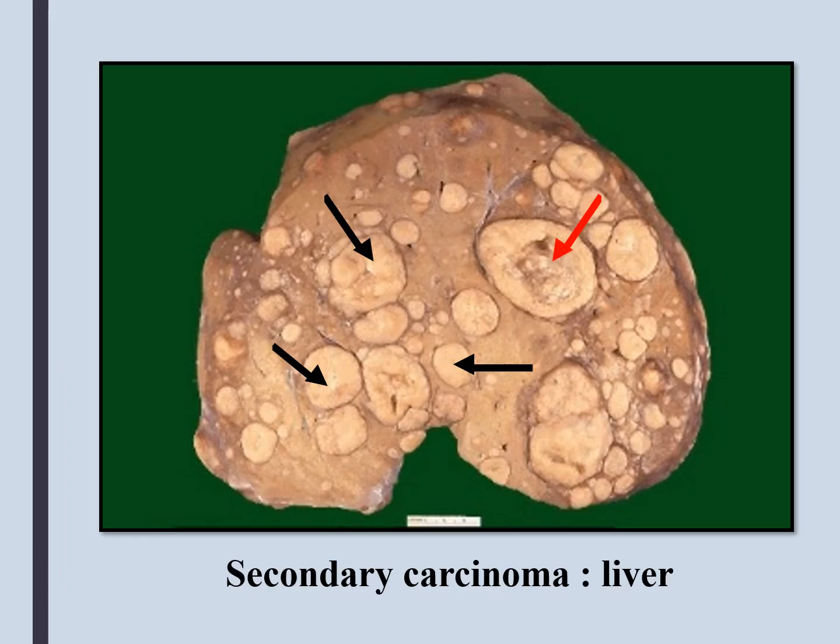The second topic regarding the pathology of the liver is tumors of the liver, which could be benign, borderline, or malignant tumors. The most common hepatic neoplasms are secondary carcinomas. This cut surface of the liver shows several yellowish nodules of different sizes, marked by the black arrows. Some of the larger nodules show a central area of necrosis, which is known as embolization, marked by the red arrow. The nodules represent secondary carcinoma to the liver.